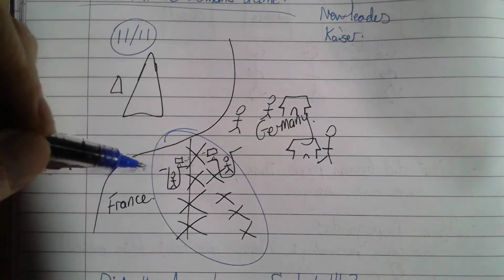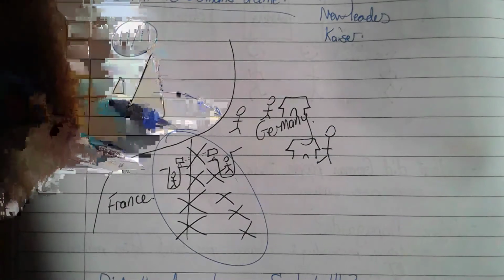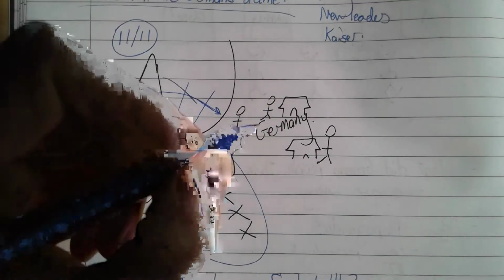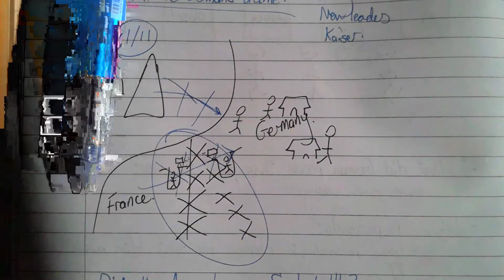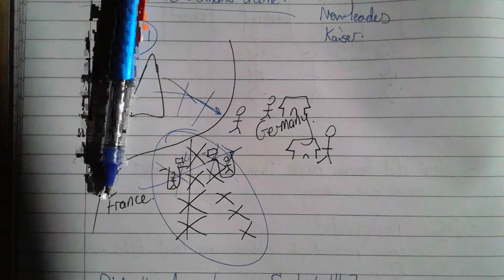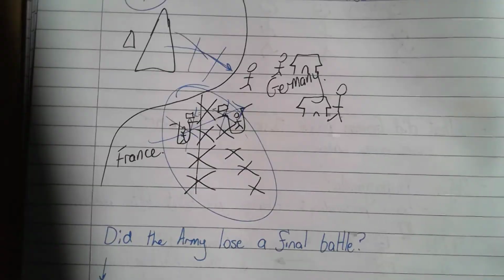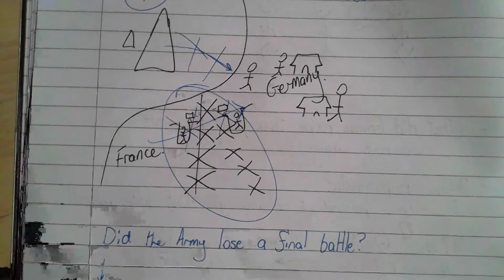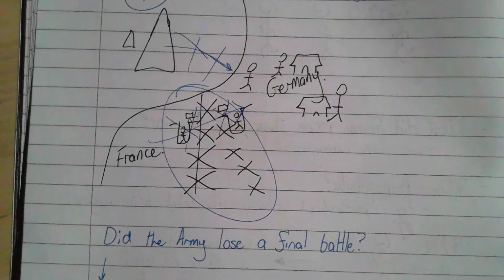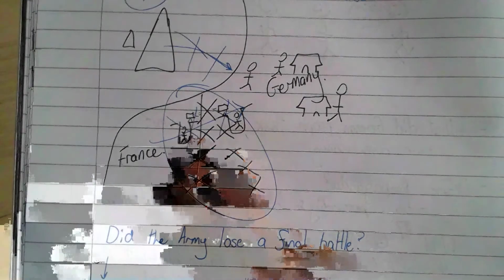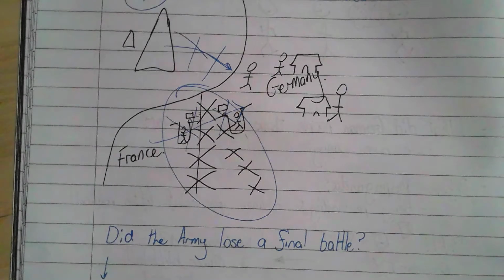The enemy, the British and the French, never marched into Germany. They never took over. They never pointed a gun at a German civilian and said, we're now in charge. That never happened. So, have a think about these questions here. Did the army lose a final battle? Did they lose a final battle that would mean that the whole of Germany is controlled? Well, no, they didn't, because they were still fighting up until the peace agreements. They were still fighting. So, no, they didn't.